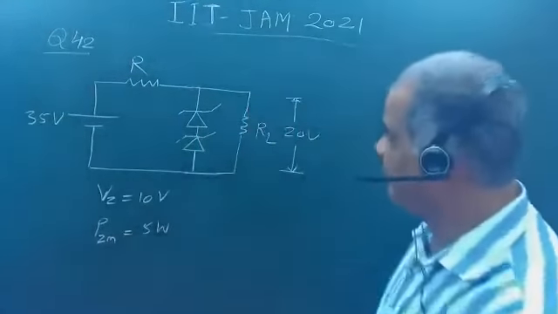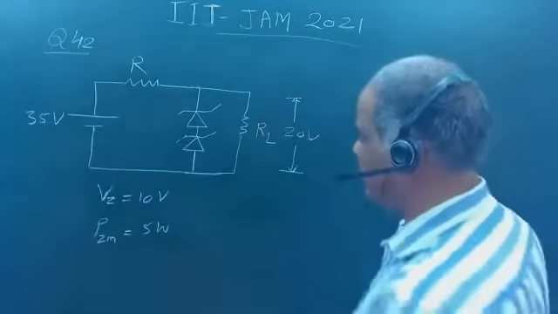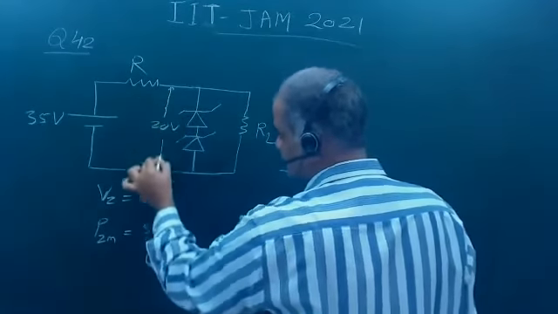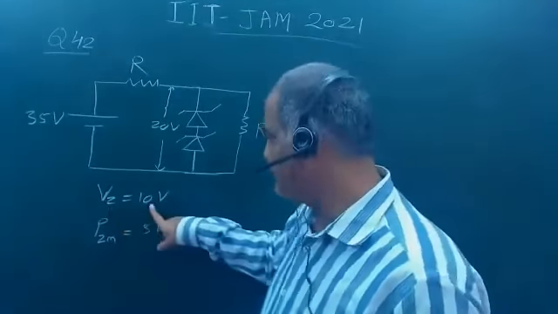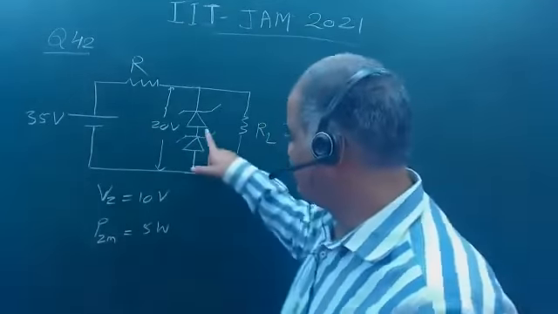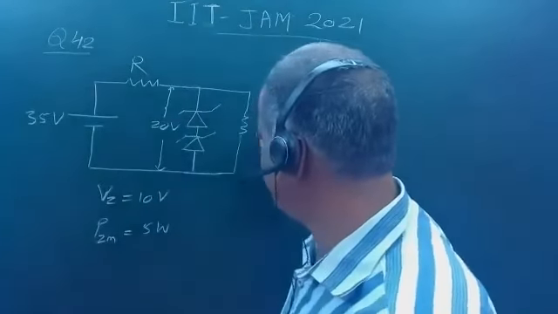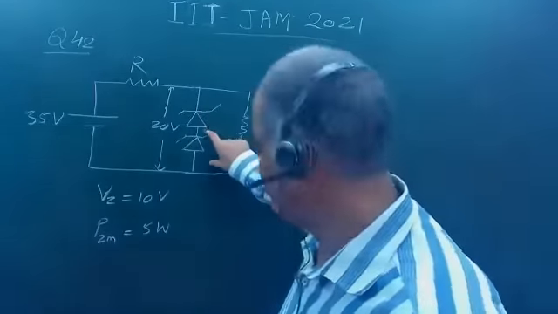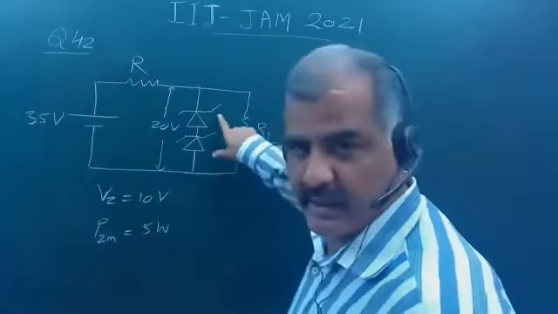Now we are given that the voltage across this load is 20 volts. That means this 20 volts is across these two diodes. Now, Zener voltage is the voltage at which this diode will turn on. Because we get 20 volts across these diodes, across each diode we have 10 volts. That means these two diodes are in series and both are in the on state.